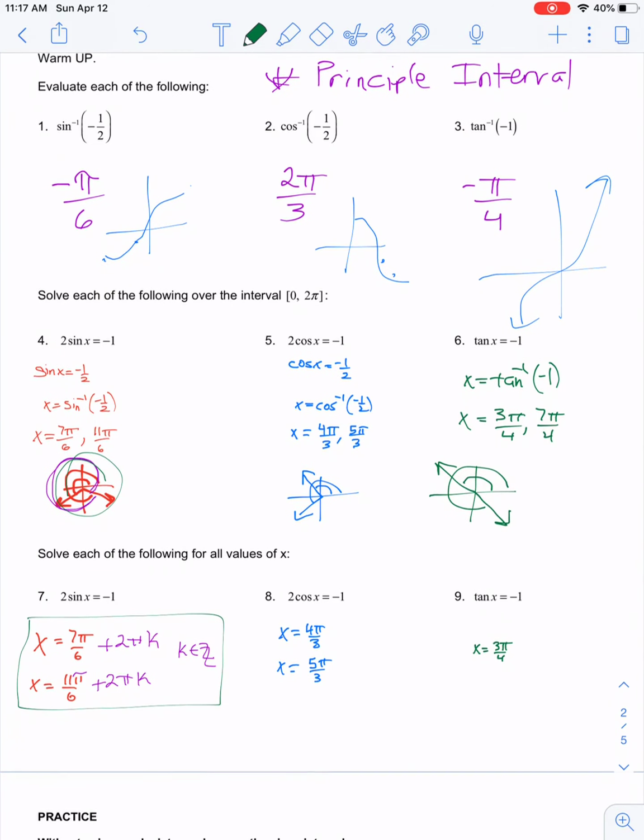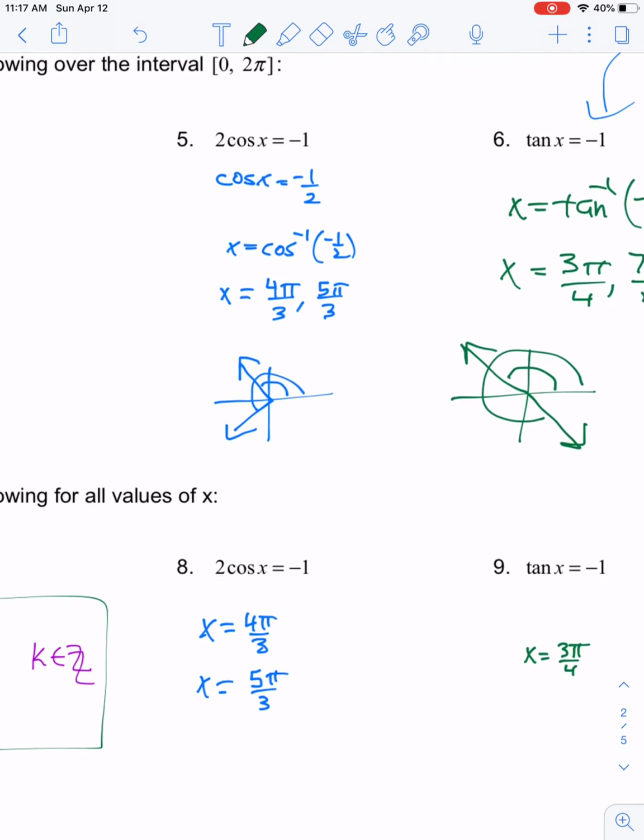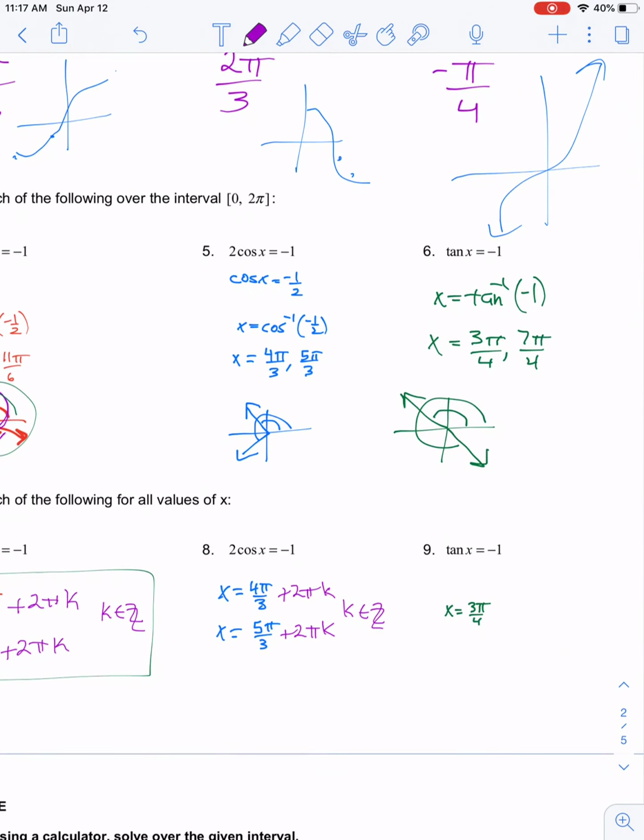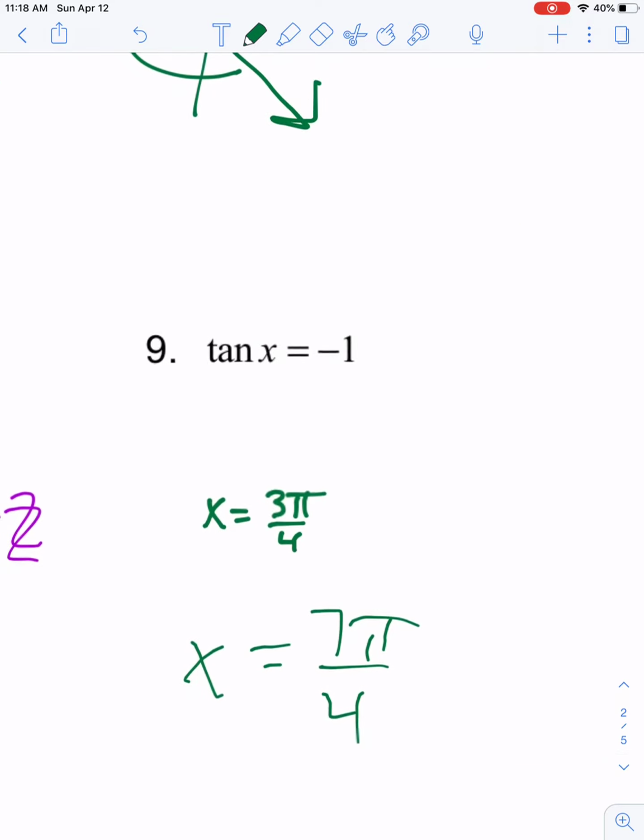And likewise, I would do the same thing for 8 and 9. So I'm going to go ahead and add plus 2 pi k, plus 2 pi k, where k is an element of the integer set. Now, you might notice that I only wrote down one angle for tangent. In theory, I can write down both of them. And for each of these, I can add 2 pi k.